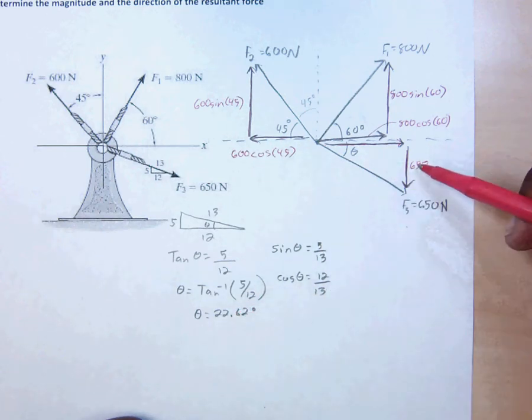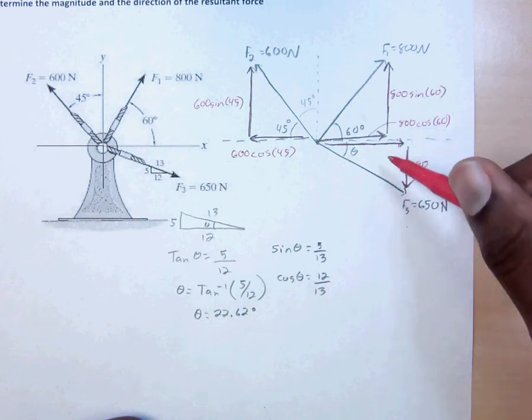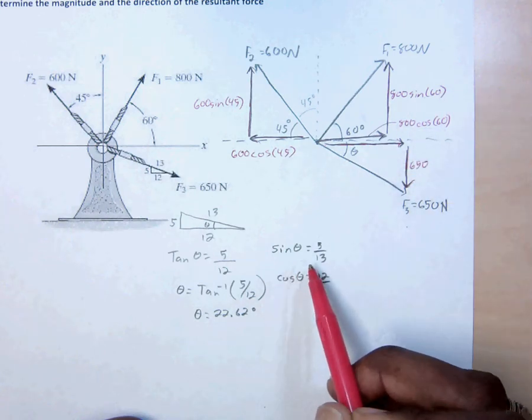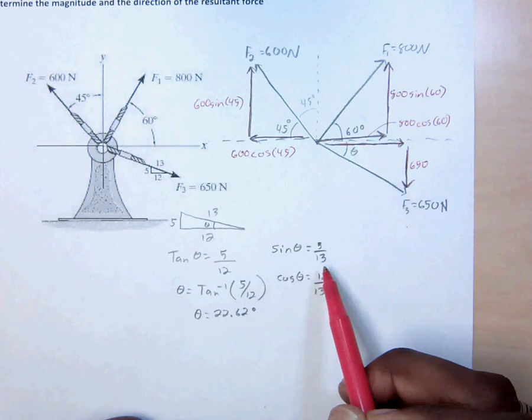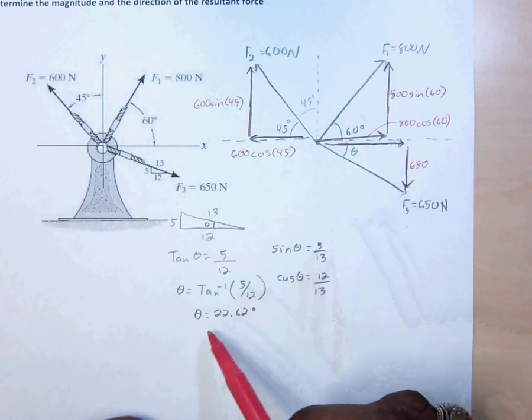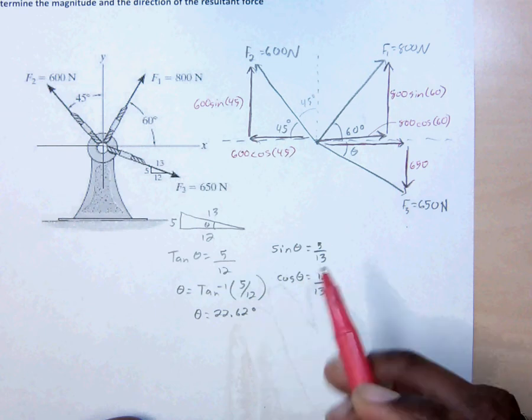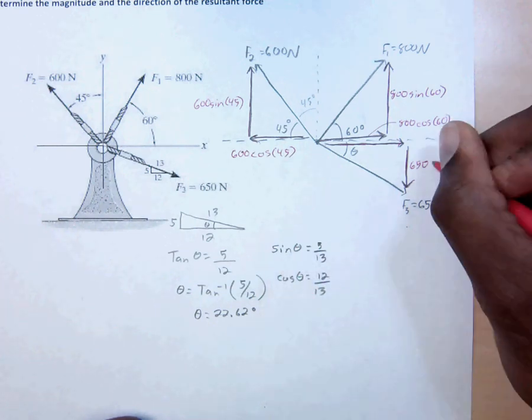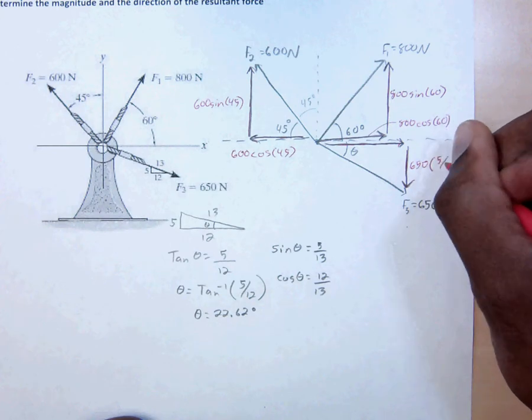Now, another way we could do it is by understanding that we already know what the sine of theta is. Okay, from our ratio, sine of theta is just going to be 5 over 13. And so instead of doing sine of the angle 22.62, I can write down just 5 over 13, which represents sine of theta. So that's what I'm going to do. So we multiply by 5 over 13.